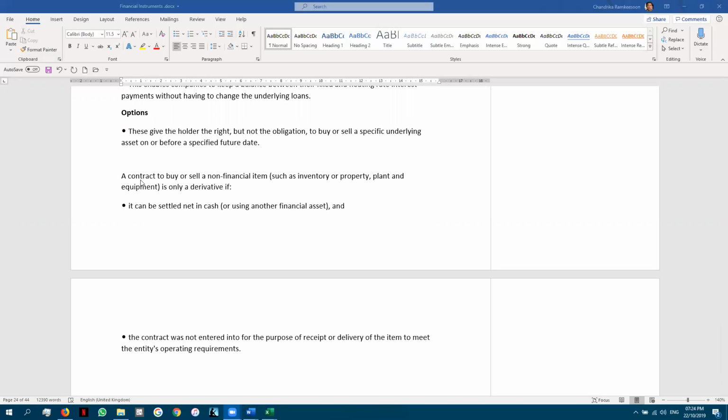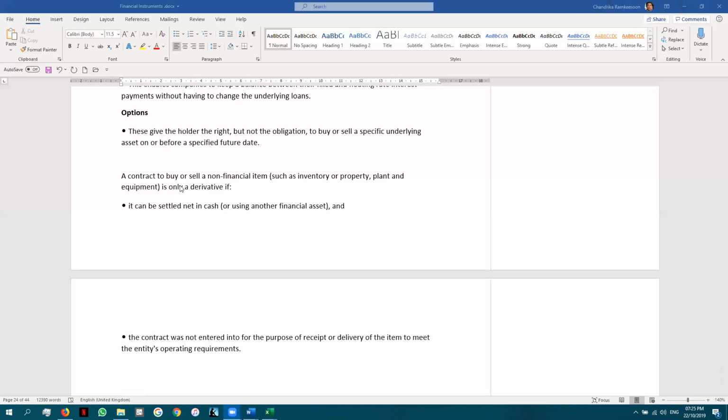So just to read that back, this does not apply specifically to options, by the way. Okay, the note on options stops here. Now we are just reading on. A contract to buy or sell a non-financial item, such as inventory or property, is only a derivative if it can be settled net in cash and the contract was not entered into for the purpose of receipt or delivery of the item to meet the entity's operating requirements.